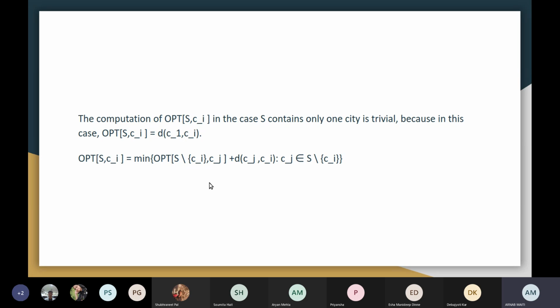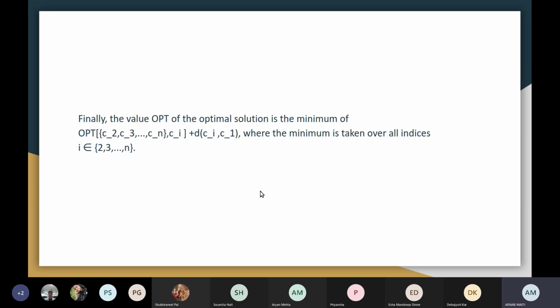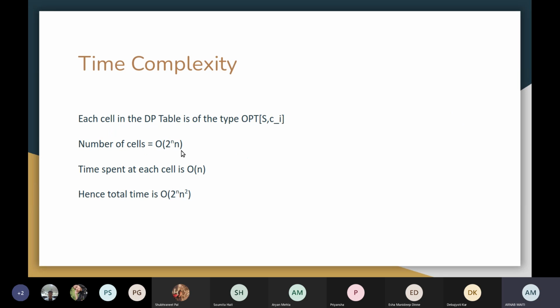Then how much time will it take to compute this particular thing? This OPT is already there in our memory, so you just read from the memory and add the distance. So this is order one, one step. And you have to do these steps at most n times because there can be at most n elements in set S. So in order to calculate OPT(S, Ci), you are spending n number of steps. That's why you have this particular thing here. Is it clear?